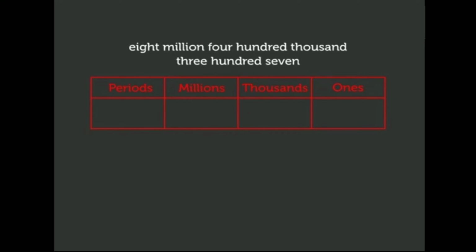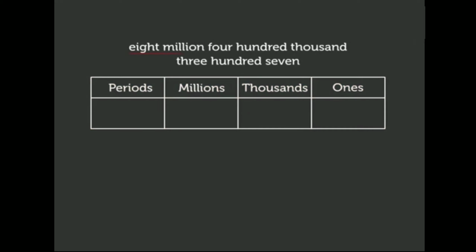Place the digits in the place value chart starting with 8 million in the millions period, next 400 in the thousand period, and 307 in the ones period. Here also we write the number in the standard form as 8,400,307.